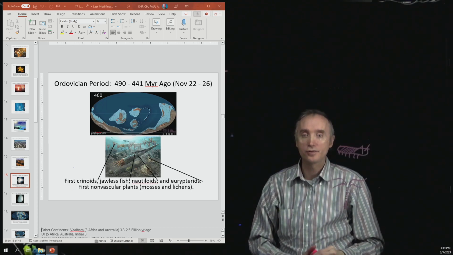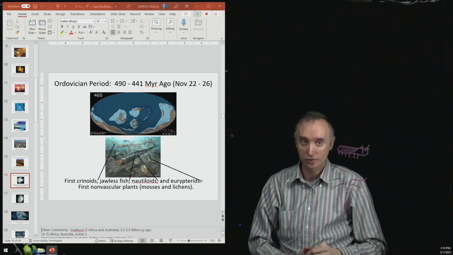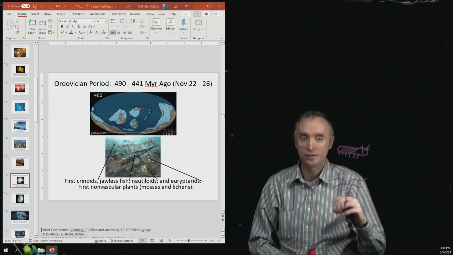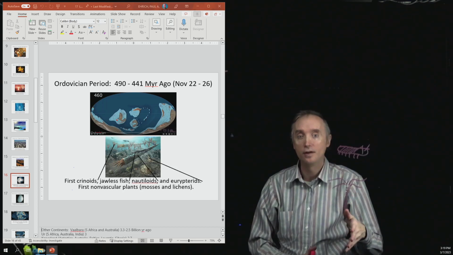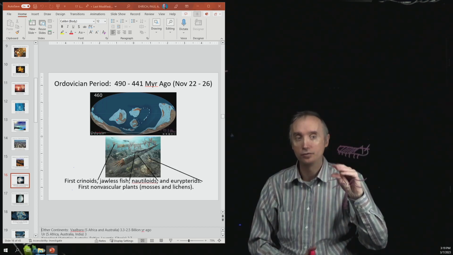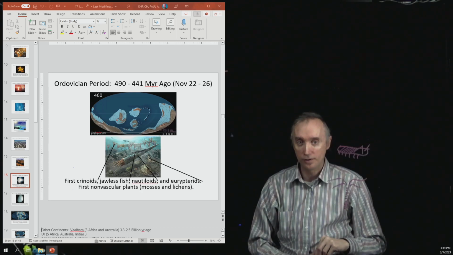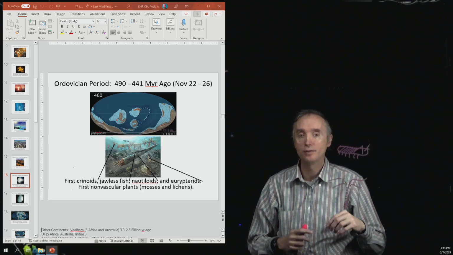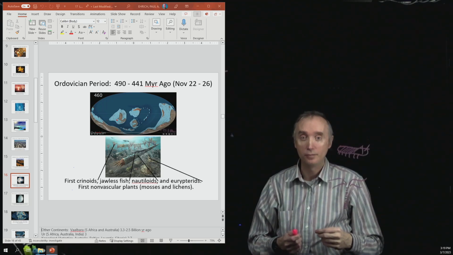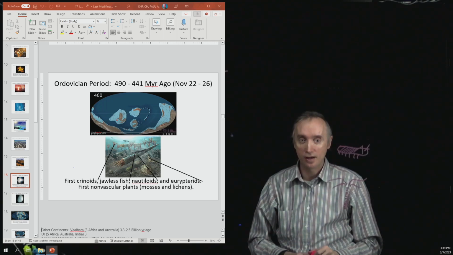You have the first jawless fish. Okay, so it's a fish. It has fins, but it doesn't have jaws at this point. The first nautiloids. So a nautiloid is going to be kind of like a squid, but notice what it's got? It has a shell.